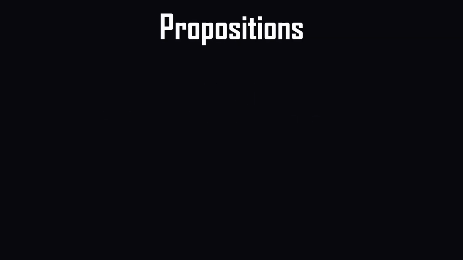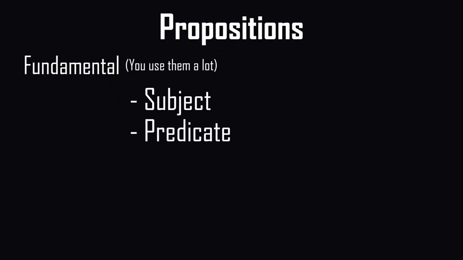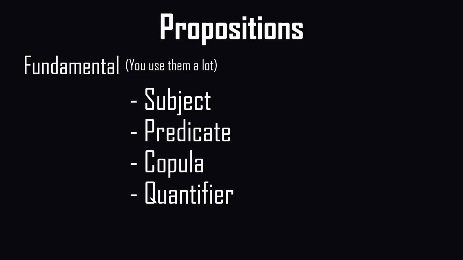Before we begin, you need to understand one key part of formal logic, and that is the proposition. Propositions are the fundamental building blocks of logic, and we use them in nearly every aspect of formal logic. Propositions are built out of four components, which are the subject, the predicate, the copula, and the quantifier. We'll look at all four of these components as it is essential to understand propositions, which are the main component in the square of opposition.